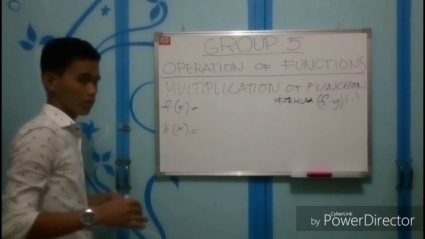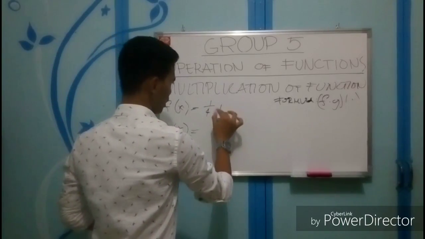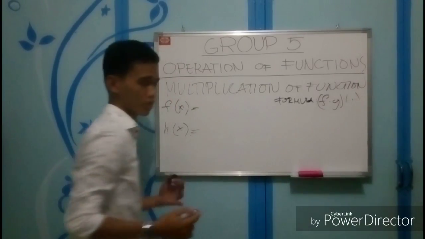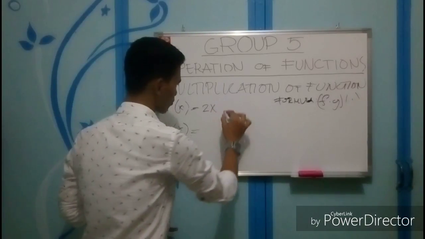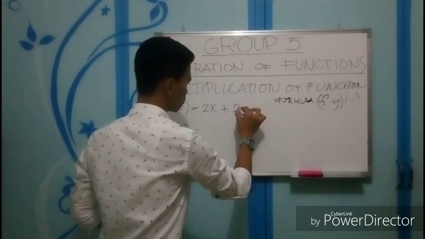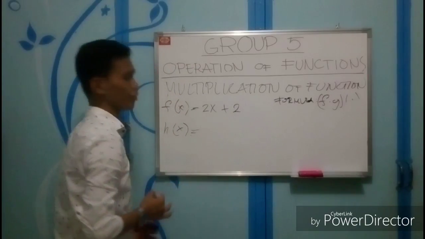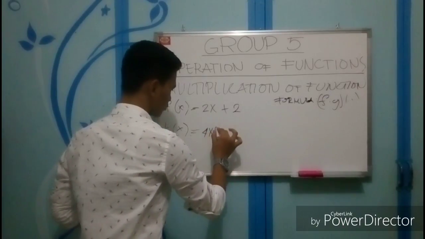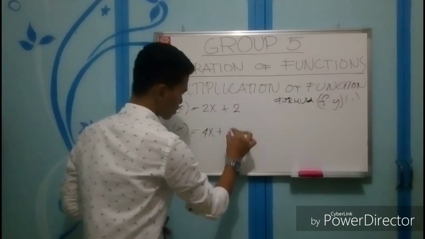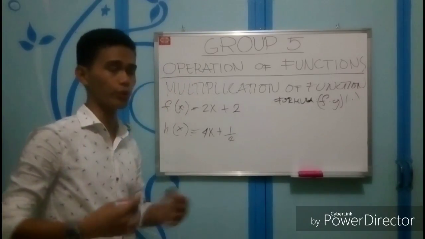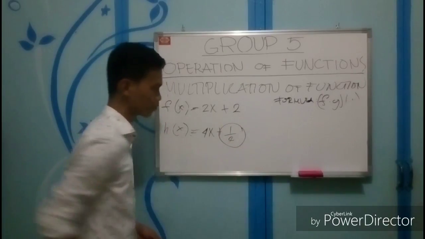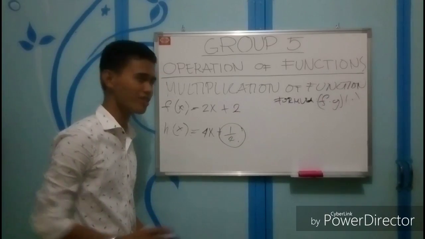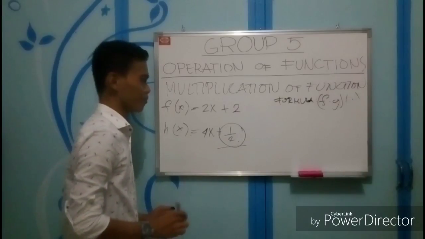Our f of x is equal to 2x plus 2. Then our h of x is equal to 4x plus 3. What are we going to do? Since there is a fraction, I know you're afraid of that. Don't be afraid. It's just a number. Okay, let's solve this one.